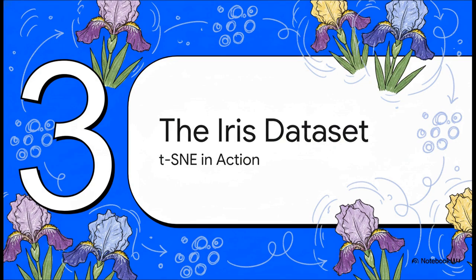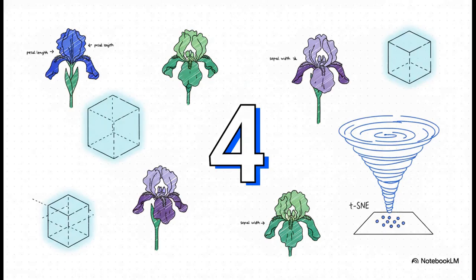Okay, so this all sounds great in theory, right? But to really get a feel for how powerful this is, let's look at a classic, real-world example that shows it off perfectly: the iris dataset. So for every single flower in this dataset, we have 4 different measurements, things like petal length and sepal width. That means this data lives in a 4-dimensional space. It's a world we literally cannot see, which makes it a perfect job for our new tool.